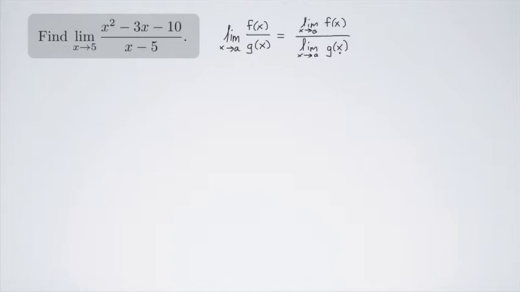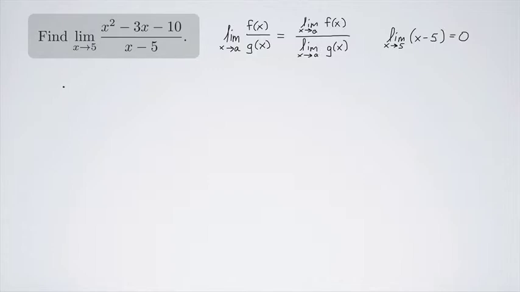But we have a problem here. Our g of x here is x minus 5. And what is that limit? If we did the limit as x approaches 5 of x minus 5, we end up getting 0, and that's not so good in the denominator. So it turns out we can't use this limit law here. We have to do something else.